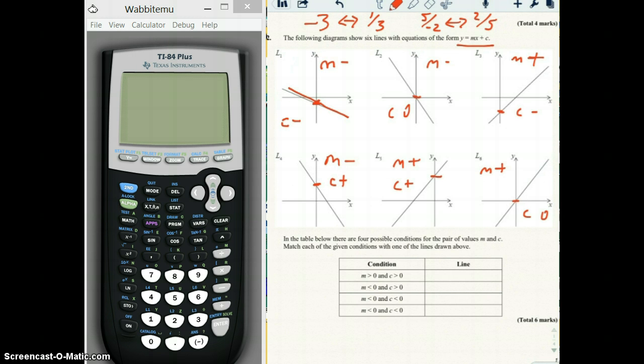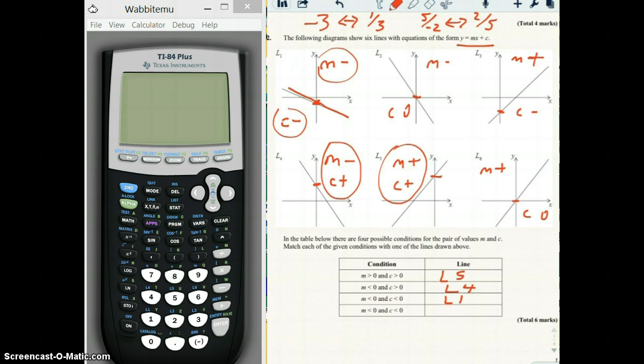Okay, so now it's pretty easy to do this. M is positive and C is positive. Where do I see an example of that? That would be this one, so that would be L5. M is negative and C is positive. That would be this one, L4. Now M is negative and C is negative. That would be this one, L1.